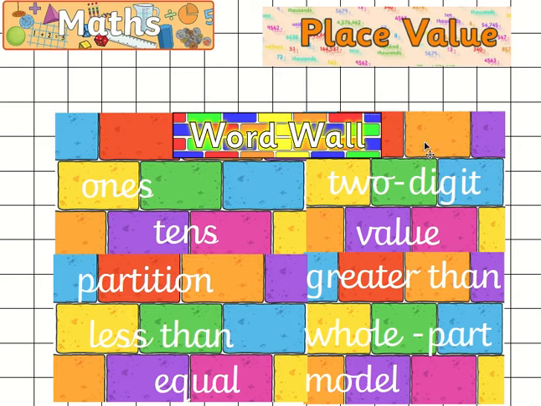So, quick recap of our word wall. I've got my ones, my tens, partition, which we now know is splitting the number up into its correct column. I've got less than, equal and greater than. We're going to be focusing very much on them today. And I've got my two-digit, my value, which we know is the worth, is what that two-digit is worth. And I've got my whole part model, which we've been looking at throughout the week in different stages.